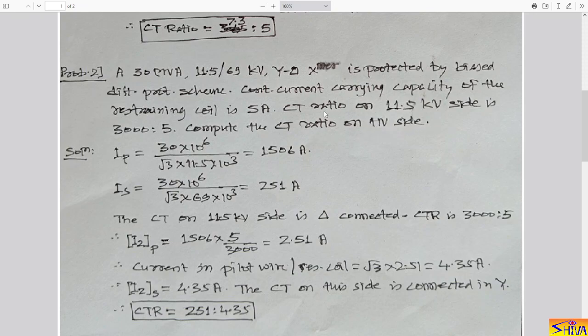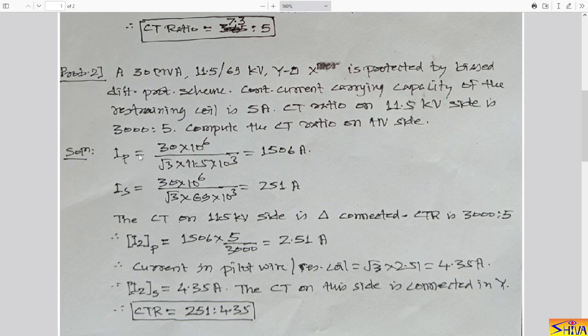Now the difference in this problem with respect to the previous one is that the transformer is a step-up transformer, connected at this switchyard, that is, the primary side is connected to the generation side and the secondary side is connected to the transmission line. It is connected in star-delta. In the previous case it was connected in delta-star because it was a distribution transformer. The second difference in this numerical is that here the CT ratio on the low voltage side of the transformer is given, it is 3000 by 5.